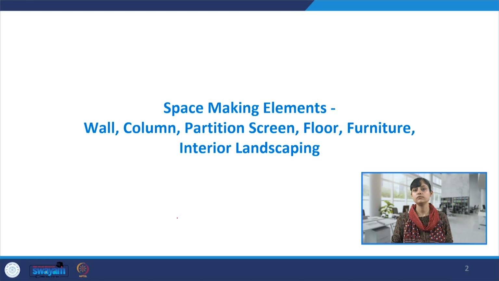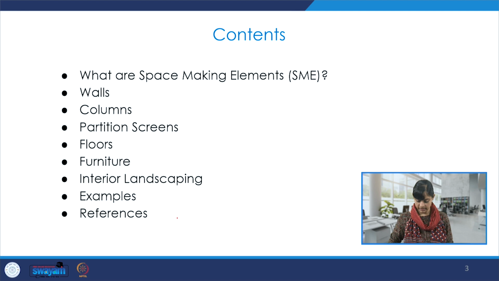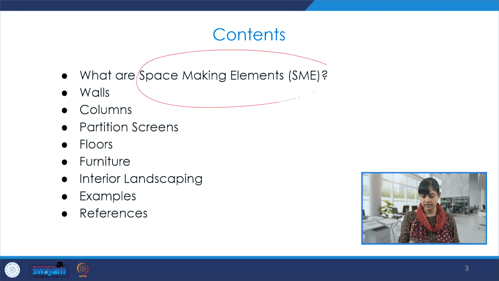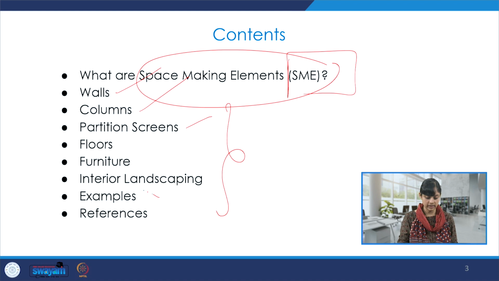Today we are at lecture number 7 and we are going to talk about space making elements, and they are essentially wall, column, partition, screen, floor, furniture, interior, landscaping, etc. and we'll see them today. So this is the contents for today: space making elements, which I'm going to say as SME, and then walls, columns, partition screens, all these SMEs, their examples, and of course a list of references.